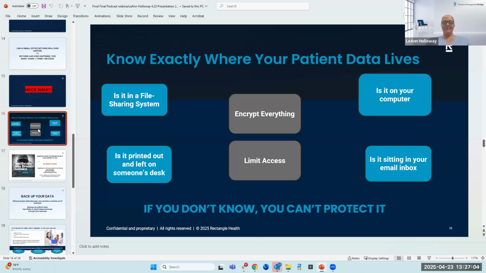All right, so let's jump back into it. Know exactly where your patient data lives. You can't protect what you can't see. So here's the harsh truth. If you can't map out exactly where your patient data is, how on earth are you supposed to secure it? Patient data isn't just stored in your EHR system. It's in emails, paper files, cloud storage, mobile devices, and sometimes even an old backup drive that you forgot about in a drawer.